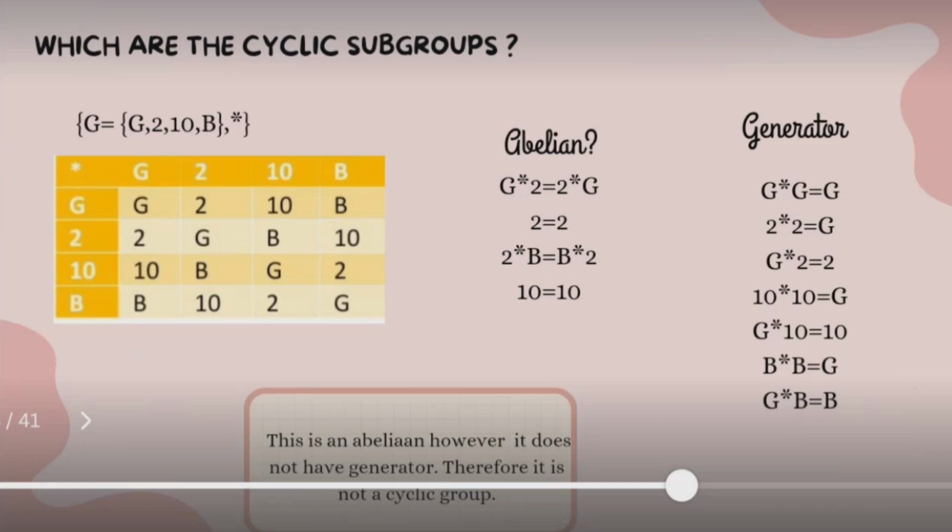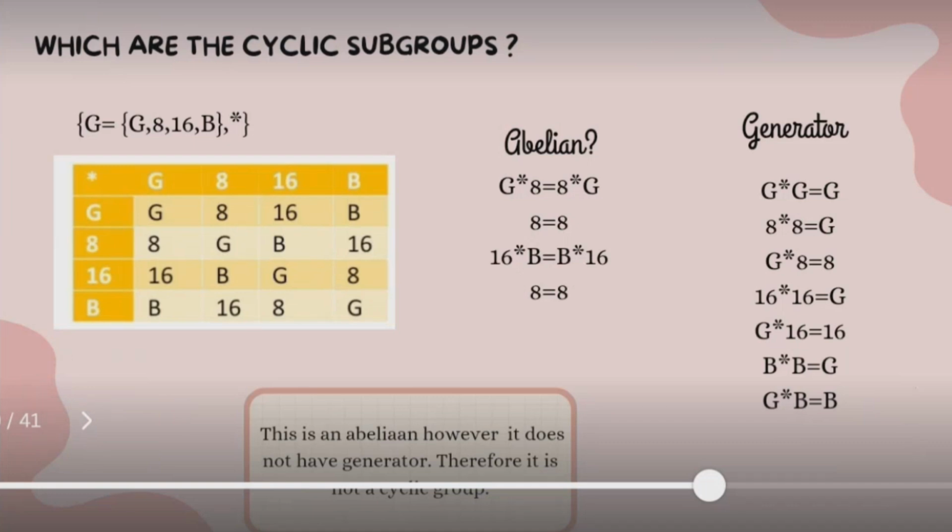Since it is abelian, let's check if it has a generator. G star G is G, 2 star 2 is G. As you can see on the first element, we notice that it is repeating. So therefore, this is abelian. However, it does not have a generator because the results are repeating. Therefore, it is not cyclic.